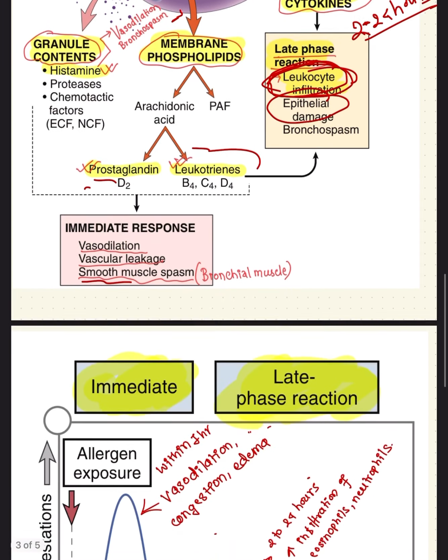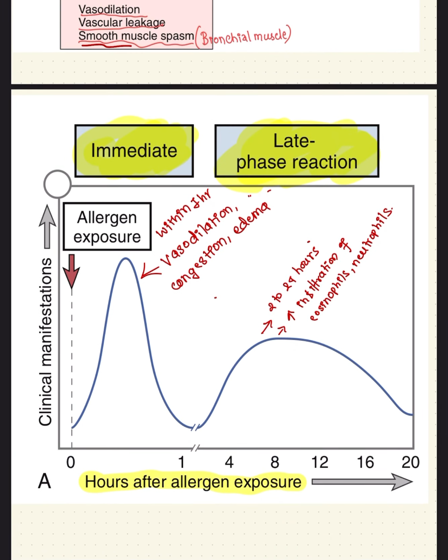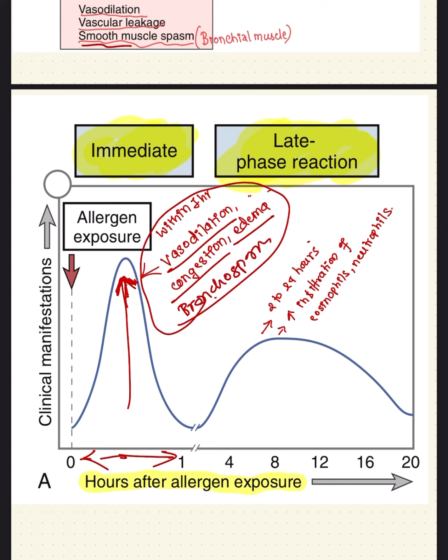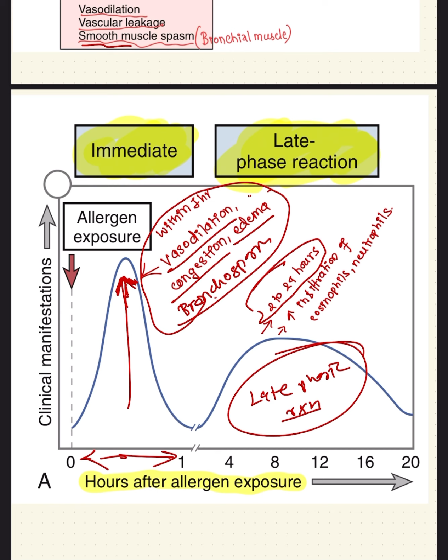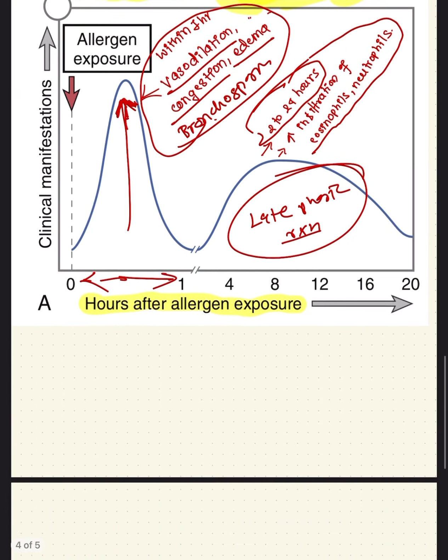Now let's see this graph, right? Here, within 0 to 1 hour, is the immediate phase reaction. There is a rapid manifestation of the symptoms, like vasodilation, congestion and edema. Also there will be the bronchospasm, right? Bronchospasm within 1 hour. Within 1 hour, this will be manifested. And after that, the late phase reaction occurs in 2 to 24 hours, right? There will be the infiltration of eosinophils and neutrophils. This is a type 1 hypersensitivity reaction.